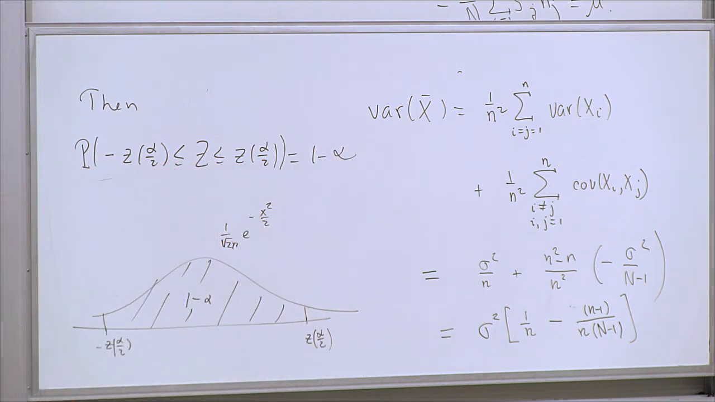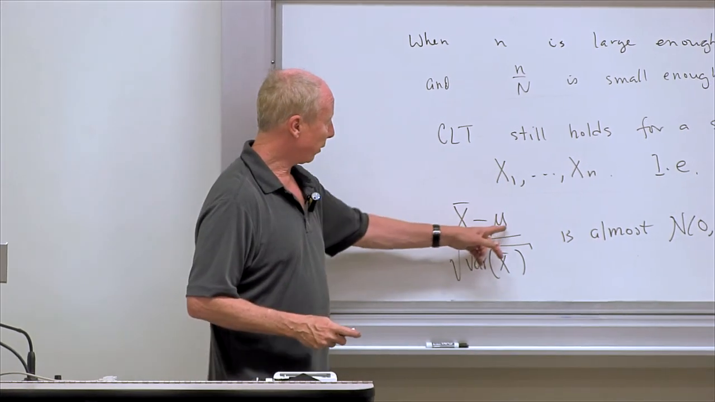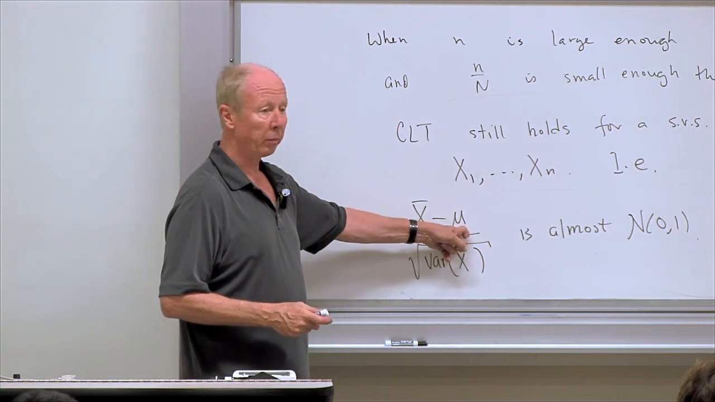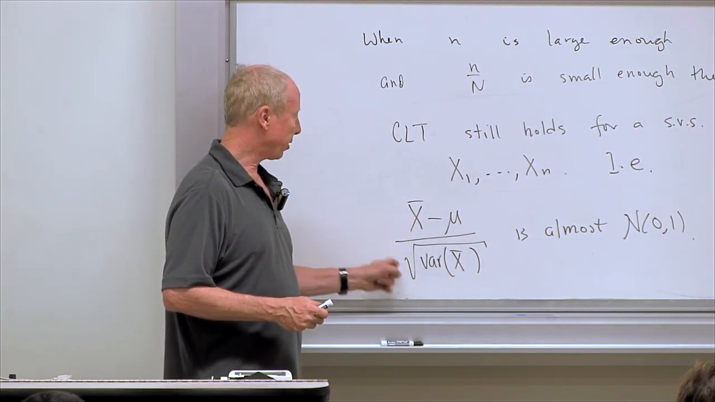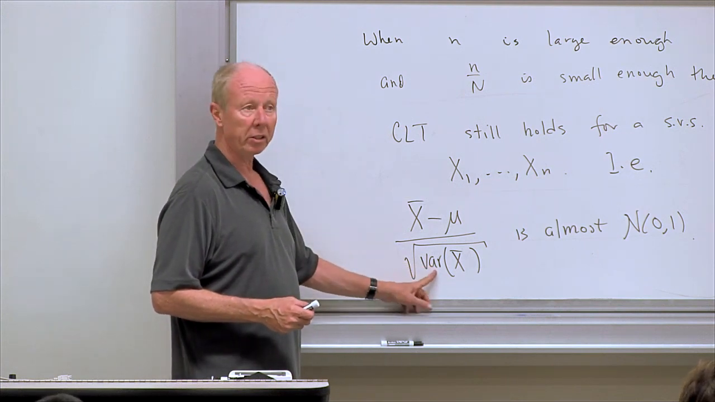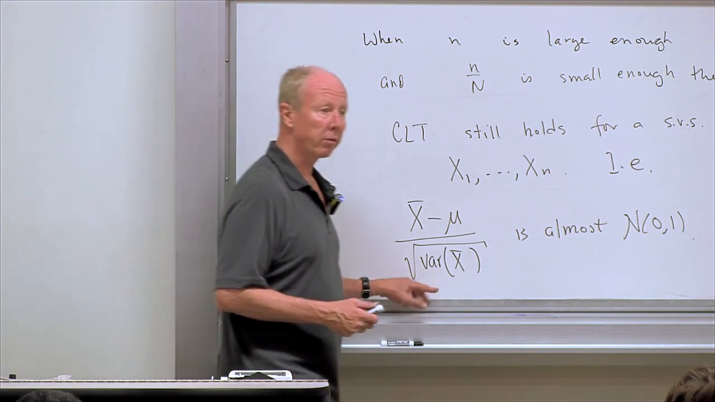Okay, so we'll stop there. I'll continue this next time. But what's going to happen? We're going to use x bar to estimate mu. Now we know that this expression is nearly normal, but do we know what this is? What is the variance of x bar?